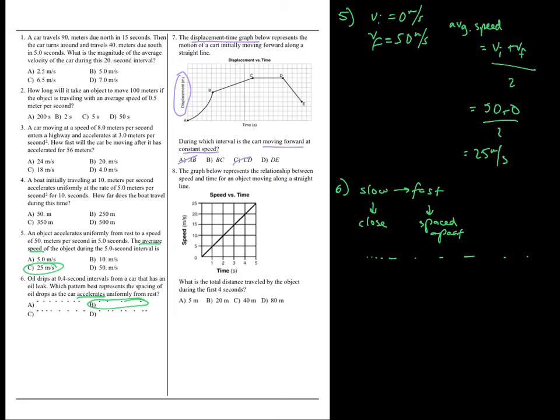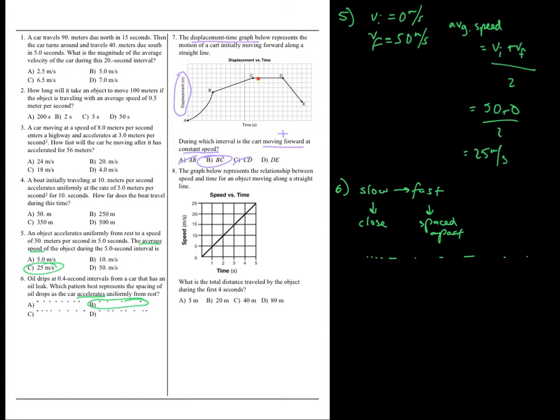BC is going up and DE is going down. So moving forward means we're going in the positive direction, which means we're looking at BC as our answer. That means you're changing your position at a constant rate. Each second you go forward.